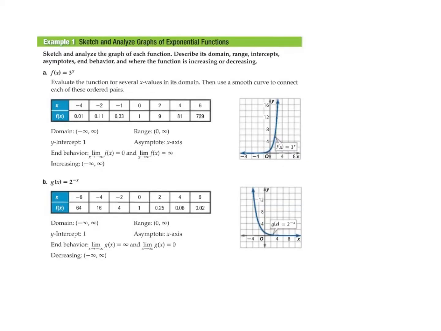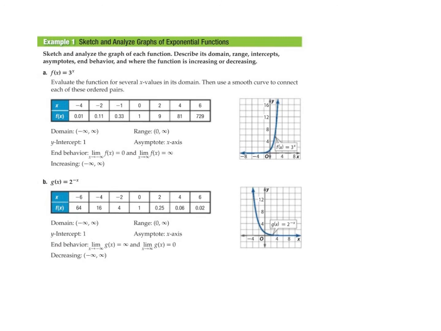Okay, so let's have a look at what we're doing with example 1. We're looking at what happens with the graph whenever you have a number with an exponential function. As you can see, they are putting extra numbers in. So 3 to the what? You've got to work out what it is. So 3 to the -4, -2, -1, 0, 2, 4 and 6. And then eventually you can draw the graph.